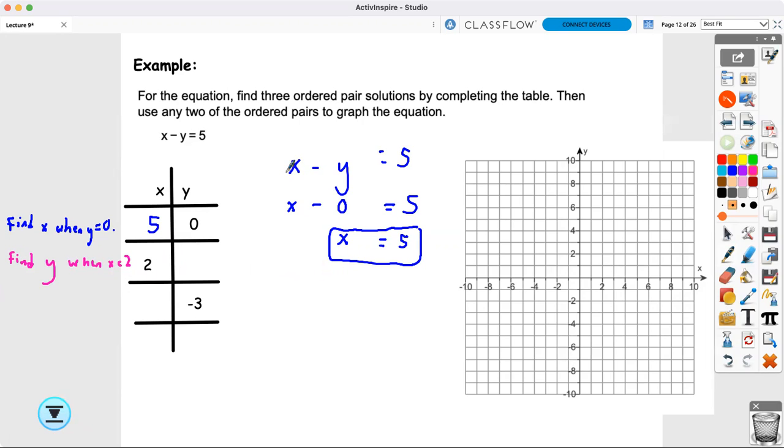So X equals 2. Instead of X minus Y equals 5, instead of X, I'm going to plug in 2 for X, so it'll be 2 minus Y equals 5. Because we don't know Y, right? But we know X is 2.